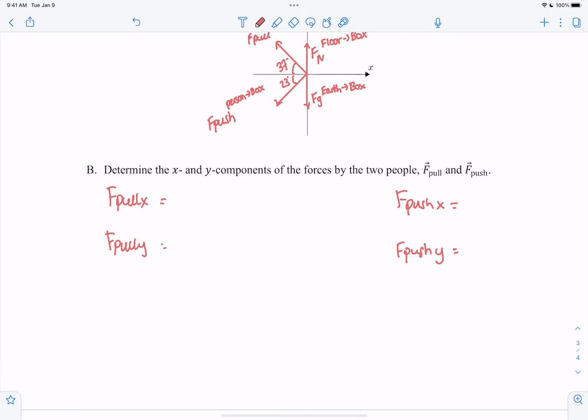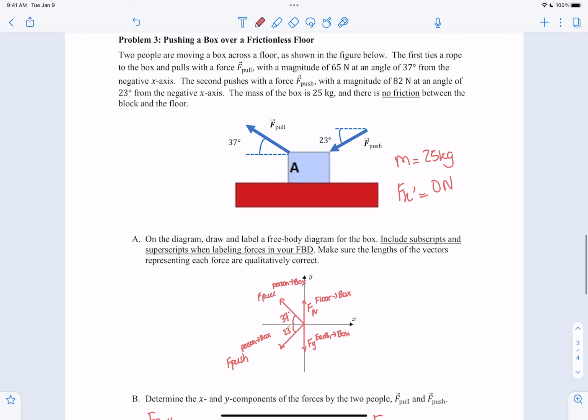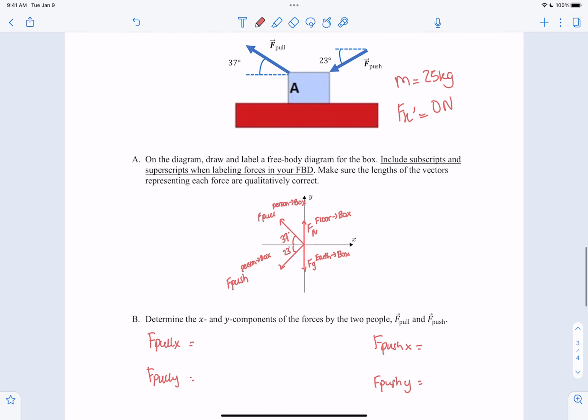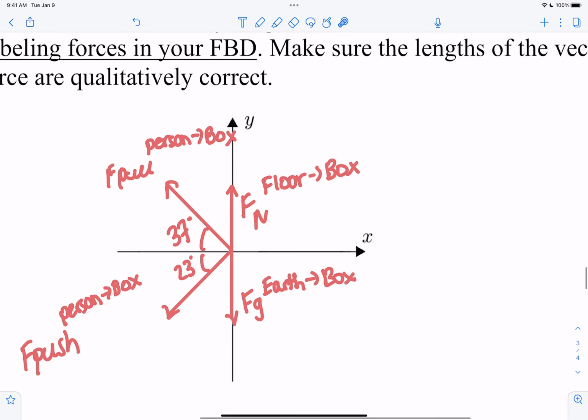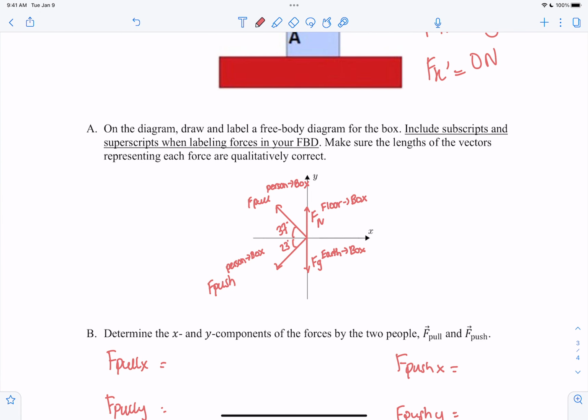And naturally, since we have angles and we have magnitudes for these two vectors, we can figure things out with trigonometry, right? So F pull X, this right here is F pull X, and this is F pull Y. So F pull X, how can we figure that out? Cosine or sine? Cosine, right?